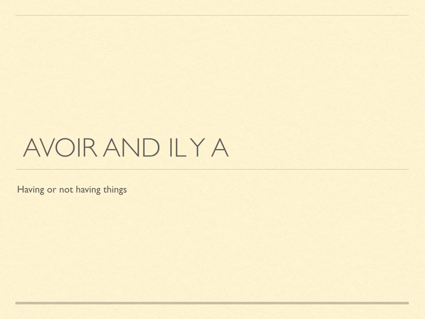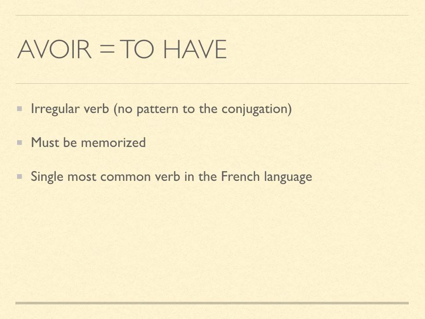Today we're going to be reviewing the verb avoir and the phrase il y a, so being able to say that we have or don't have things. First of all, remember the word avoir is our verb to have.